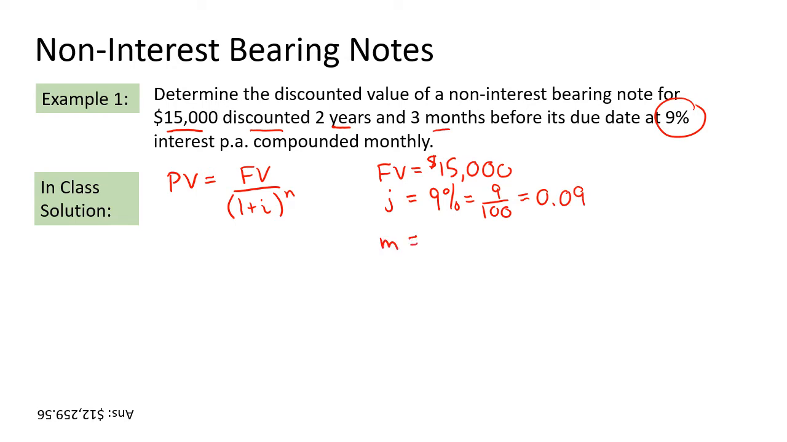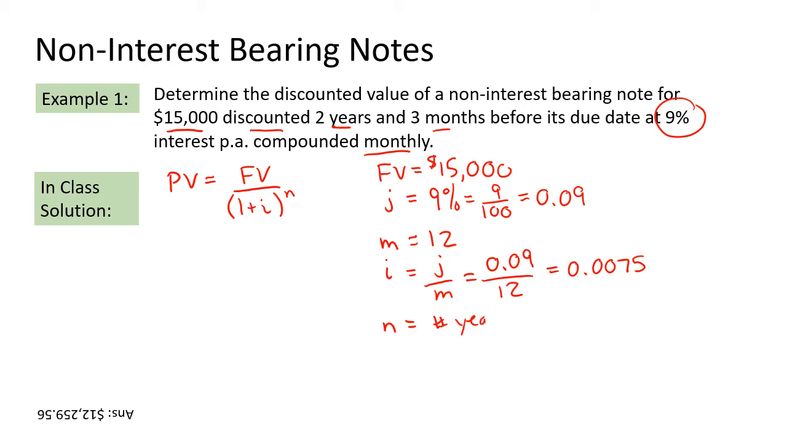Next, we'll calculate the number of compounding periods per year. It's provided in the question that it's compounded monthly. So if it's compounded monthly, that means you'd have 12 periods in a year because there's 12 months in a year. Next, now that we know J and M, we can calculate the periodic interest rate, which is J divided by M. And that is equal to 0.09 divided by the number of compounding periods in the year, 12, and that is 0.0075.